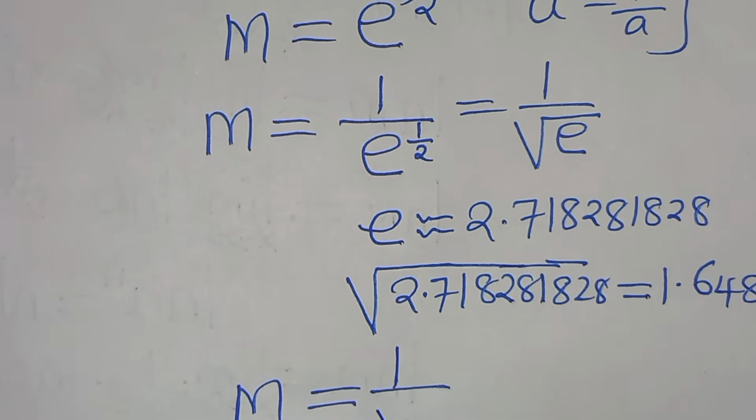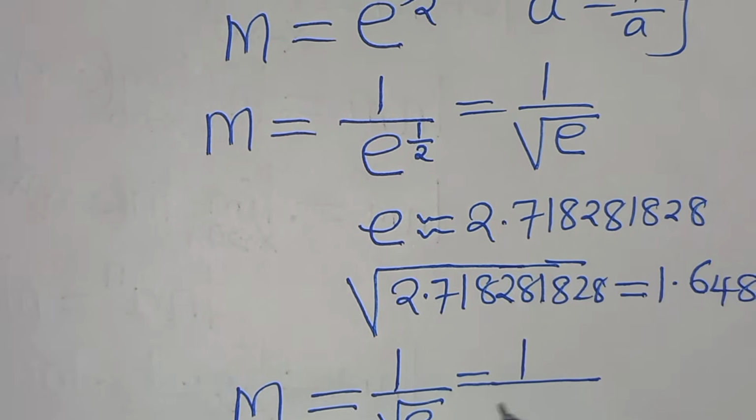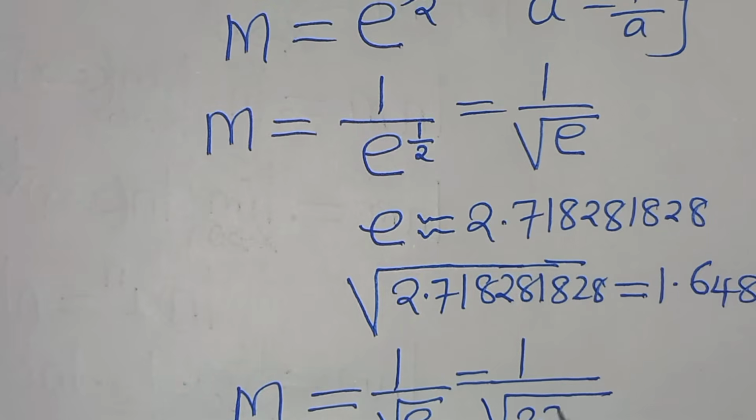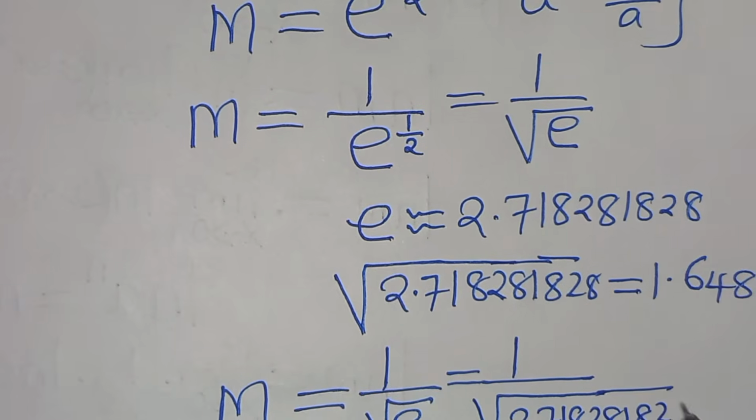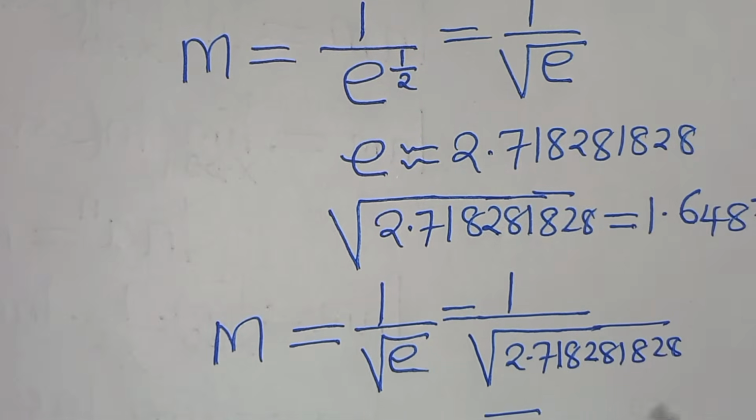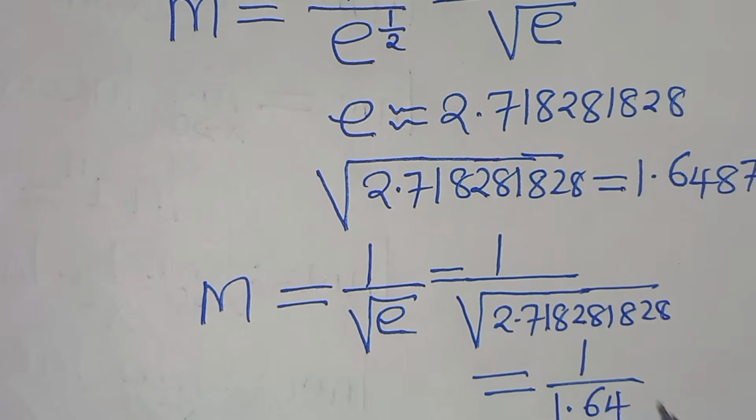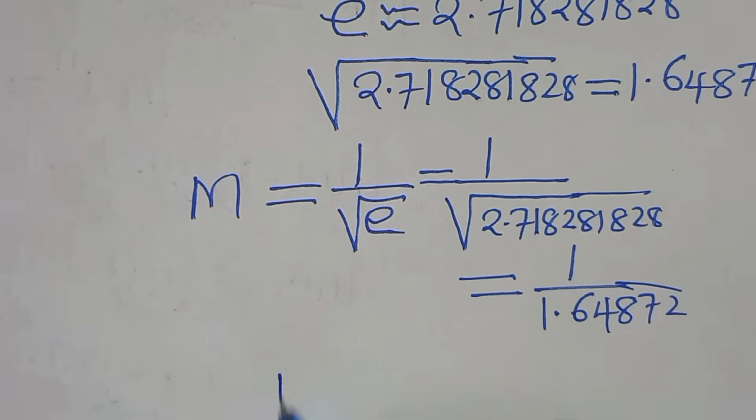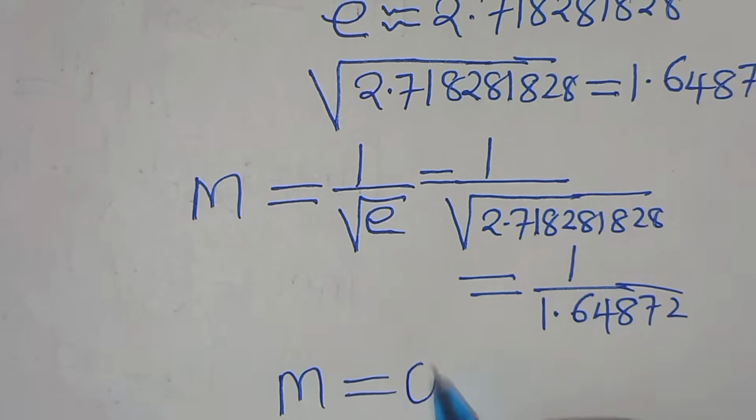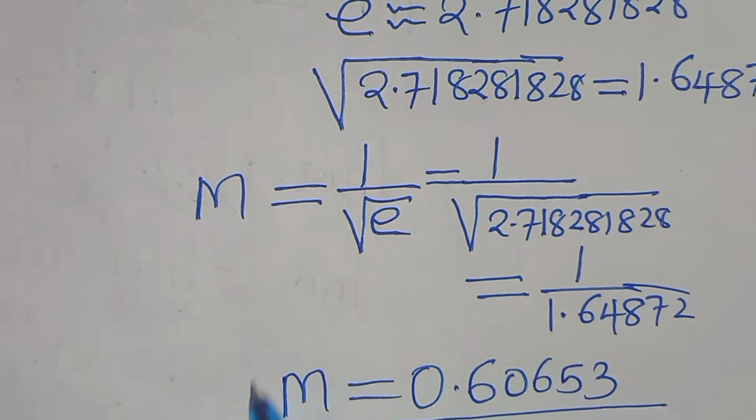So this implies that here we have m is equal to 1 over square root of exponent e, which is equal to 1 over square root of 2.718281828, and this is equal to 1 over 1.64872, and therefore we have that the value of m is equal to 0.60653. So this is the value of m.